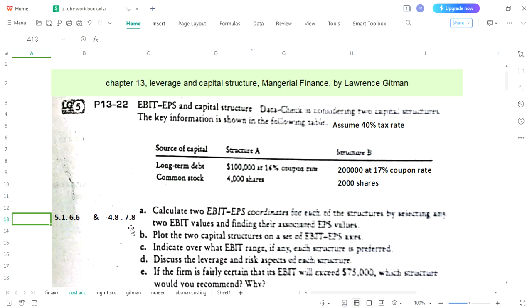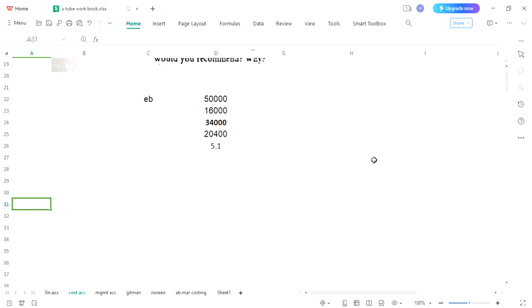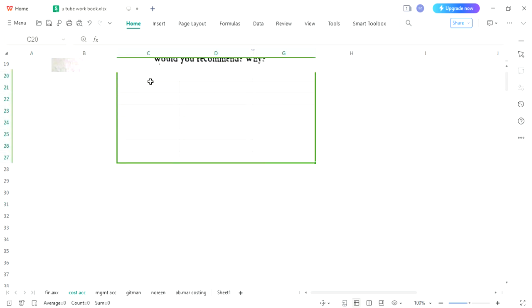Alright guys, we are now going to make income statements for two different EBITs, and there are two structures. So one EBIT will be used for structure A and one for structure B. Or you can use two EBITs for A and two EBITs for B. Whatever format you would like, you can make it as well.